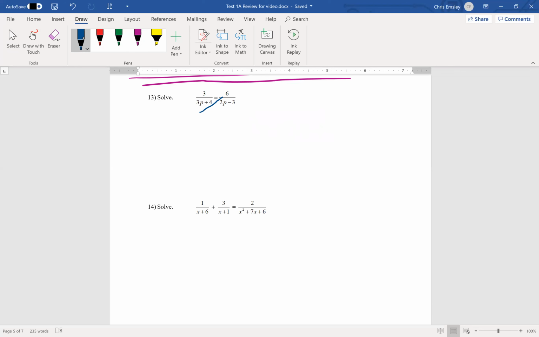So we are going to go from down here to up there, so we get 6 times 3p plus 4, and then we multiply the other way also. We get 3 times 2p minus 3. Don't lose your equal sign. It was an equation. It still needs to be an equation.